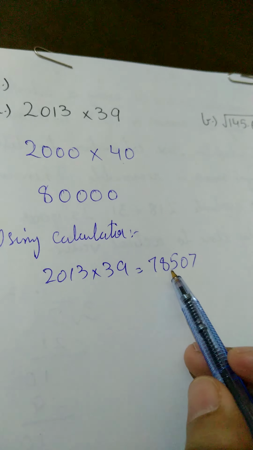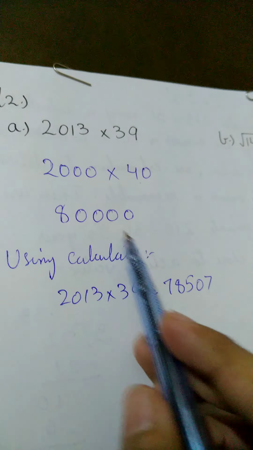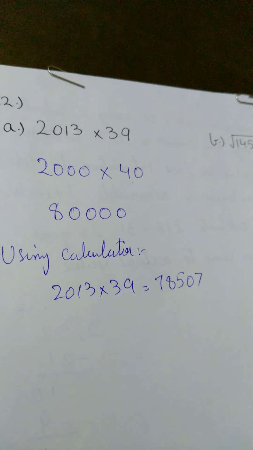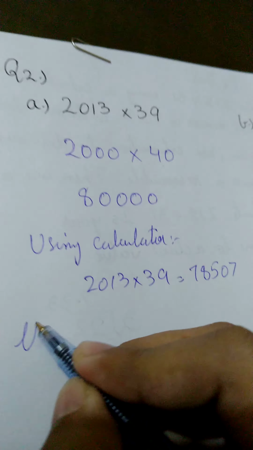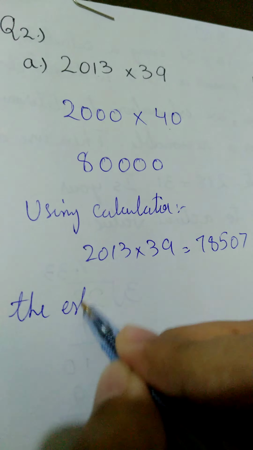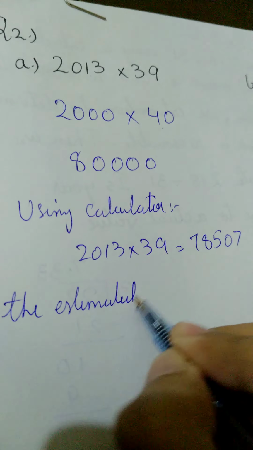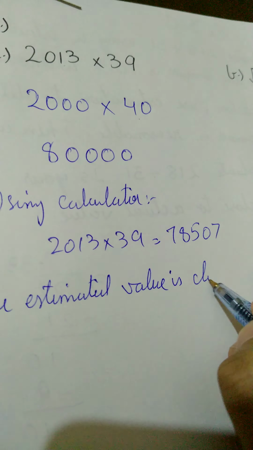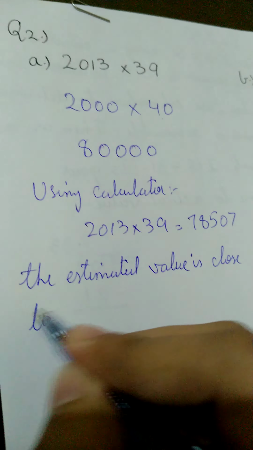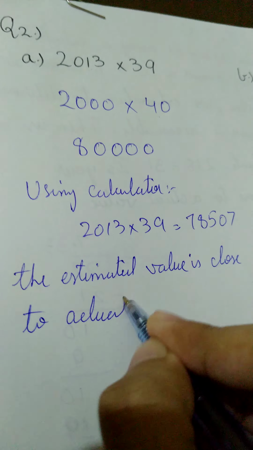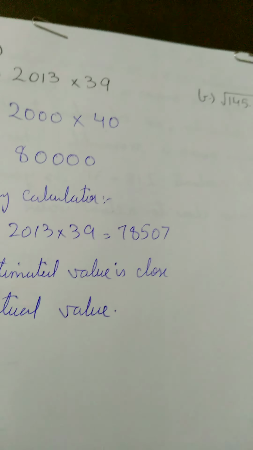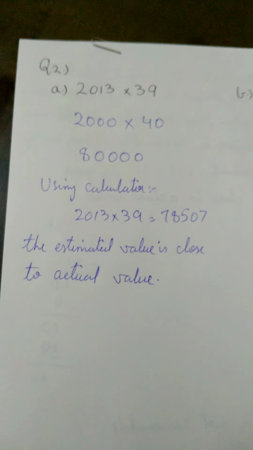78,507 and 80,000 are very close, so I can write that the estimated value is close to the actual value. Okay, so it was very easy.